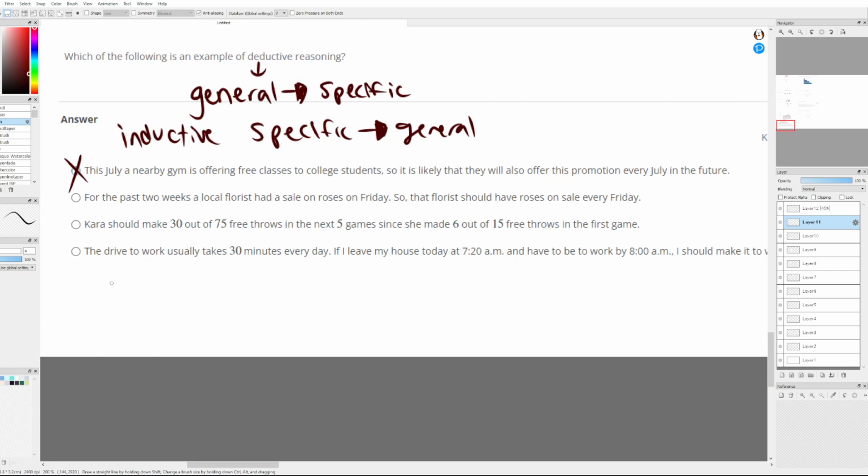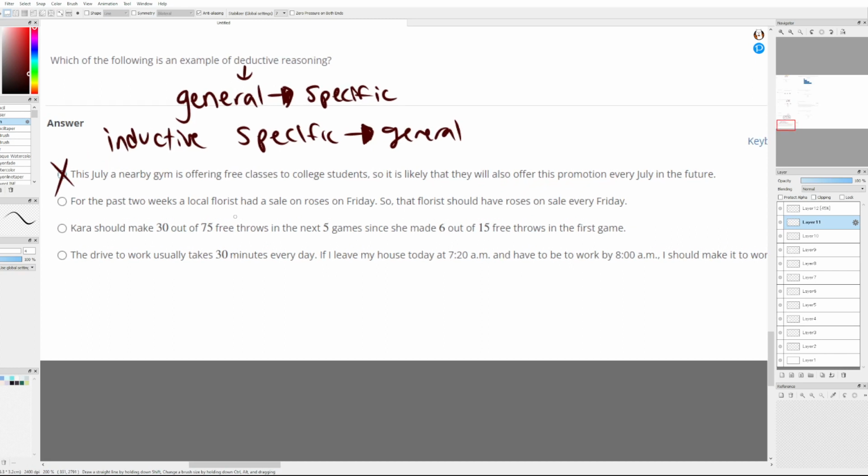The second one says, for the past 2 weeks, a local florist had a sale on roses on Friday, so that florist should have roses on sale every Friday. This is also inductive because it is saying for the past 2 weeks, not all weeks, and it's not a rule that we've seen. It's going from a specific to a general: every Friday.